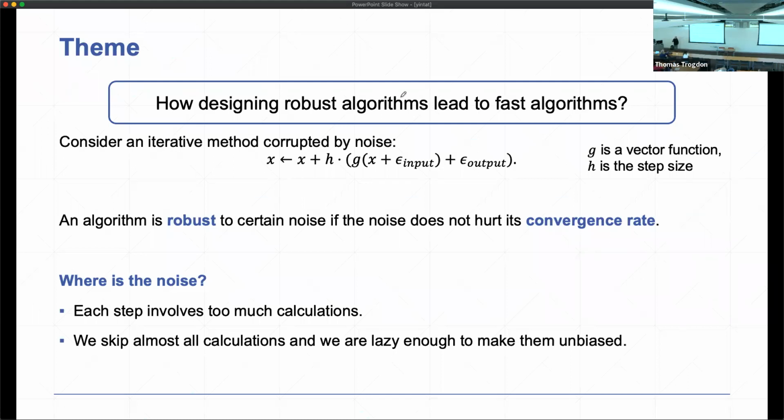Essentially, we discuss how robust the interior point method is, and we show almost all calculation can be skipped. And one important thing is usually when we talk about noise, we talk about unbiased noise. But because our noise comes from our laziness, sometimes we skip some calculation that is biased. So we need our algorithm to be robust to biased noise.